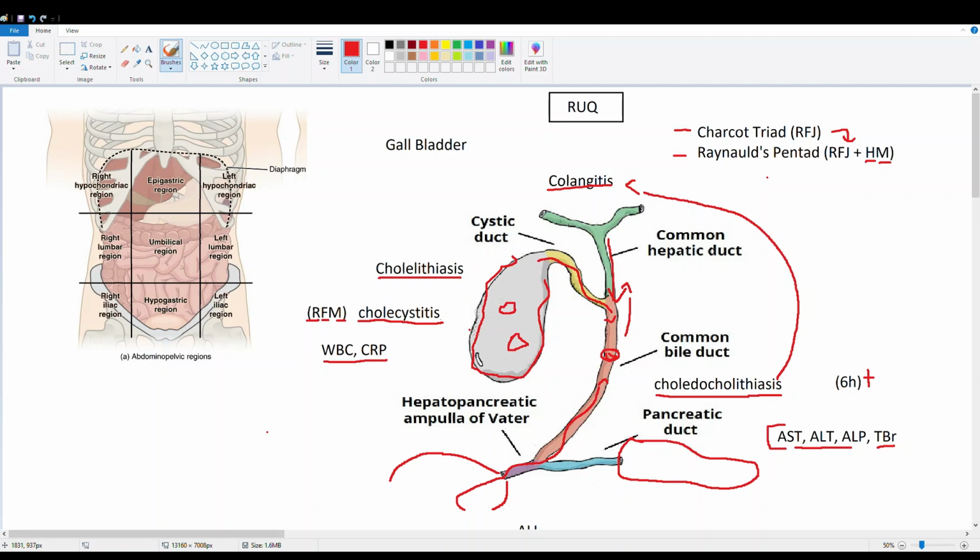In terms of labs, we'll only see elevated white blood count and elevated CRP. Why? Because this is an isolated condition to the gallbladder wall. The bile is still flowing perfectly normally, all right? So we're not going to see anything elevated with the liver in terms of that.